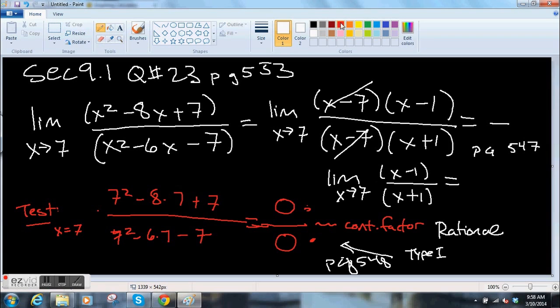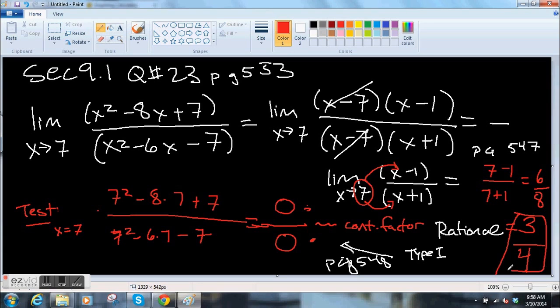So we can essentially take this 7 and plug it in here and here. That's kind of the gist of the rule of rational functions. So that limit equals 7 minus 1 all divided by 7 plus 1, which is 6 divided by 8, which is 3/4. Ta-da! Yay! 3/4.